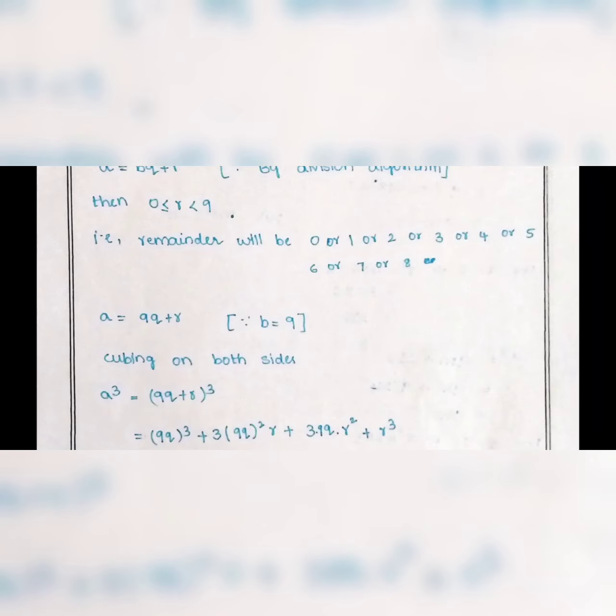So a is equal to 9q plus r. Cubing on both sides, a cube is equal to 9q plus r whole cube. And we have a formula for this: a cube plus 3a square b plus 3ab square plus b cube. This is the formula for a plus b whole cube. So if we expand this using this formula and solve, we'll get 9 common here.